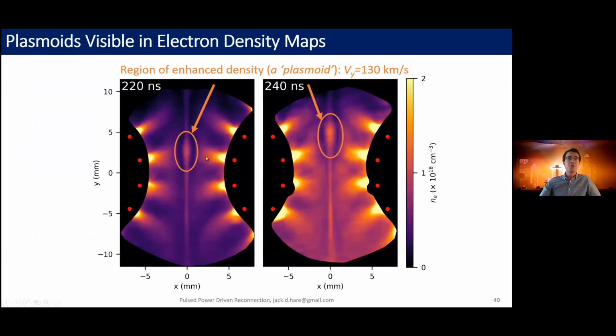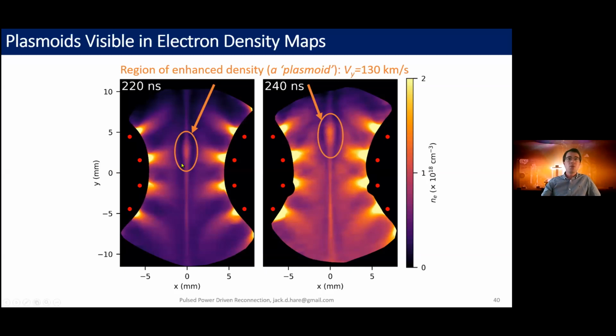So I already showed you this electron density map, which shows this elliptical region of enhanced density here. And in the same experiment, 20 nanoseconds later, we made a second interferometry image. We got a second electron density map, and we could track the motion of this plasmoid. And it moves significantly. It's going around at 130 kilometers per second, which is pretty fast. And that's the same speed that we measure using Thomson scattering for the rest of the outflows. So it's being ejected out of the reconnection layer at the same outflow velocity as the rest of the plasma.